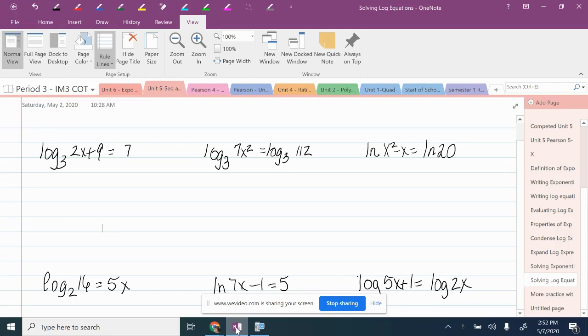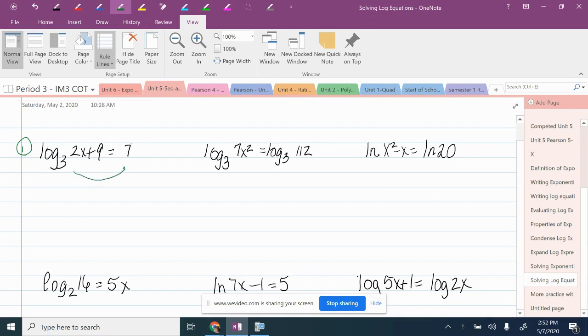All right, it's time for our last review video, getting ready for our common assessment concerning our exponents and logs. This video is on solving log equations, and they're going to be of two types. The first type here is like number 1, where we have one log expression equal to a value.